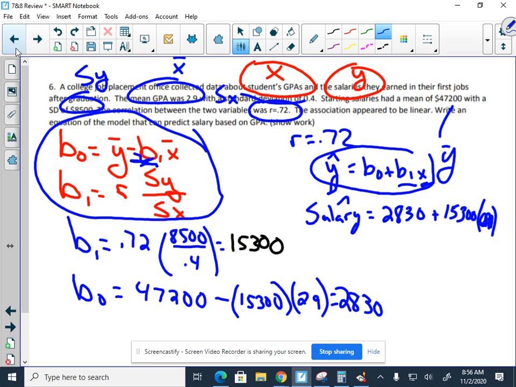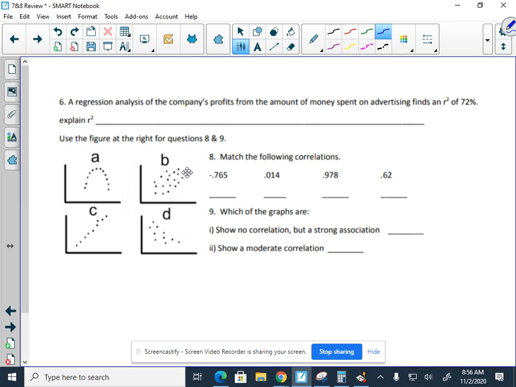Okay, second question 6. Apparently, I, as a math teacher, need to learn to number, so it's questions 6 through 10. There are apparently 11 problems. A regression analysis of a company's profits from the amount of money spent on advertising finds an R squared of 72. Now, again, it does matter.